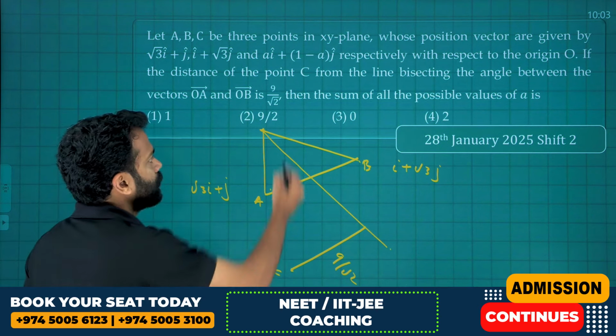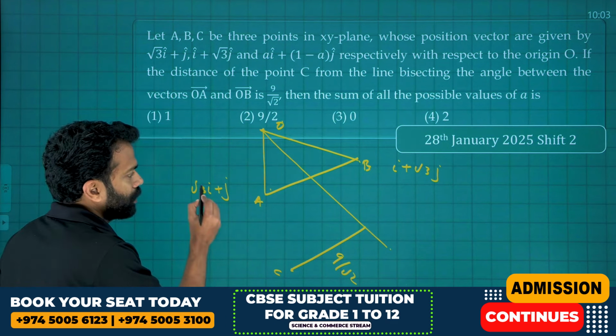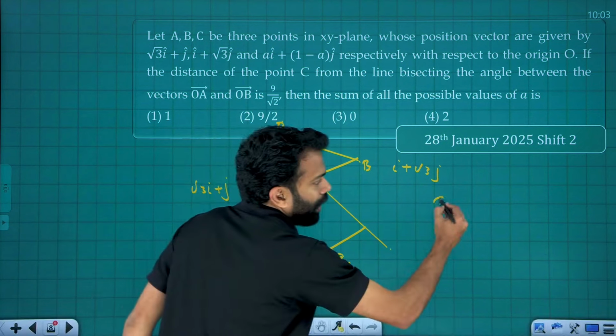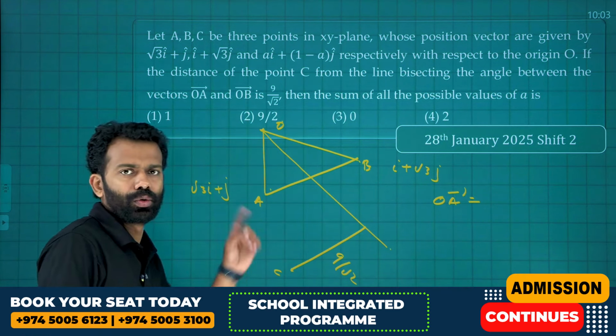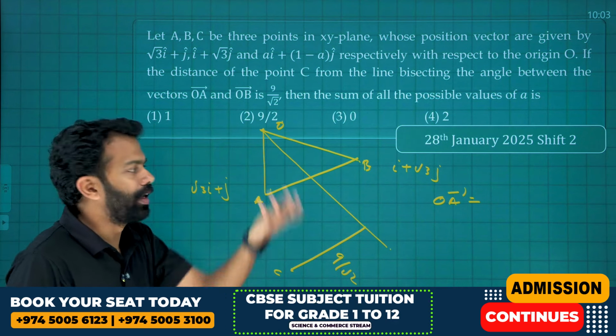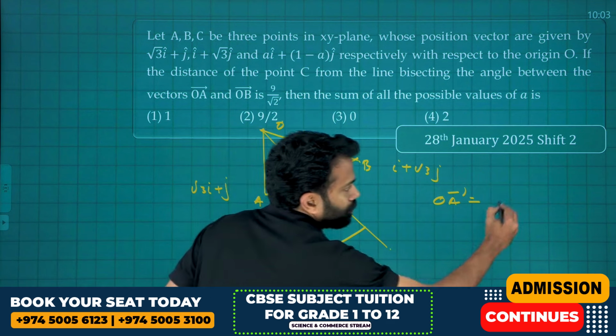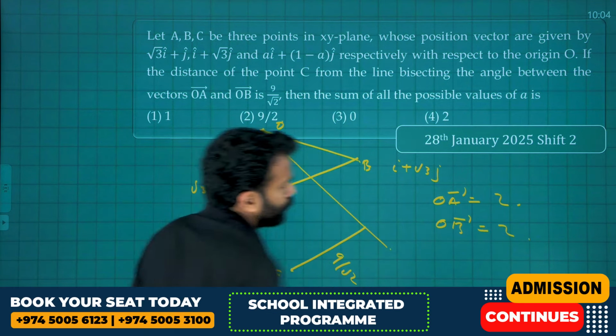It is O, right? That is 0, 0. So what is vector OA? Vector OA is root 3 i plus j. So what is magnitude of vector OA? Without calculation, just tell me the answer. Root of root 3 square plus 1 square, that is 4. And what is root 4? 2. And what is vector OB? That is also 2.